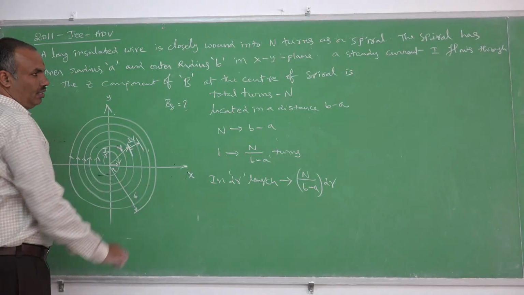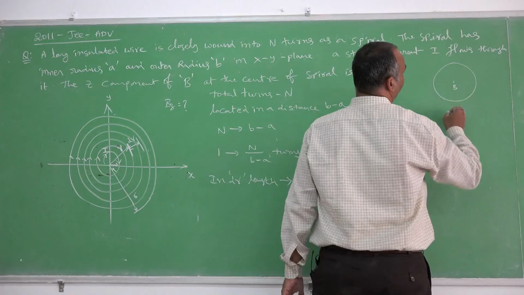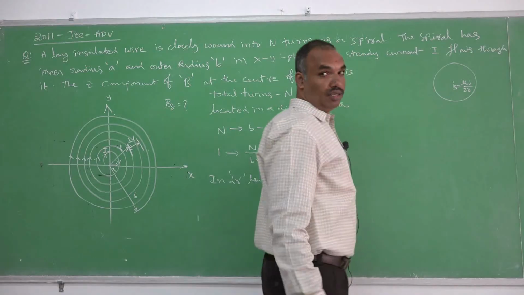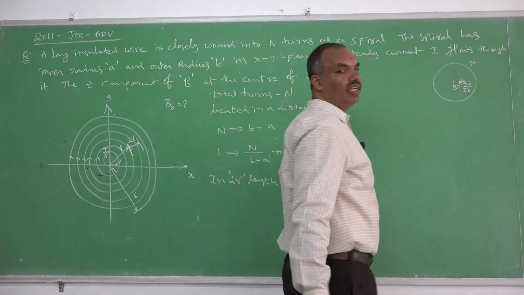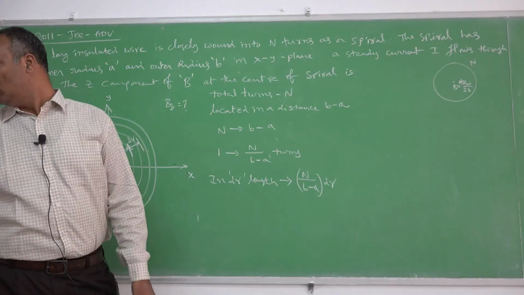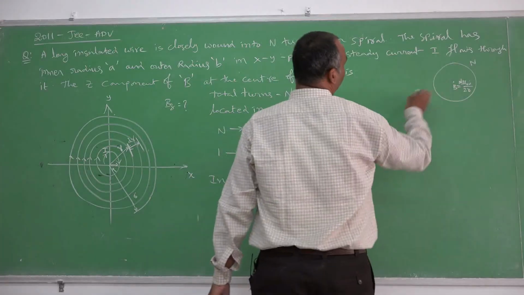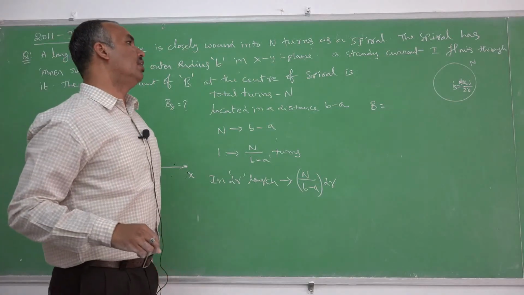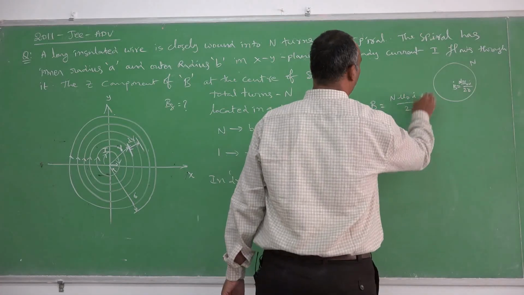For a single loop, the strength of the magnetic field at the center is B equals mu naught I by 2r, already known to us. If there are n turns, n times the field is available at the center. So the magnetic field is given by B equals n into mu naught I by 2r. This is the general formula.